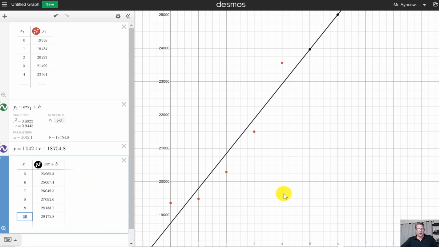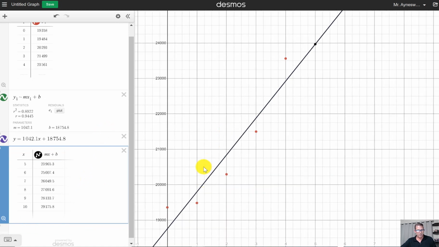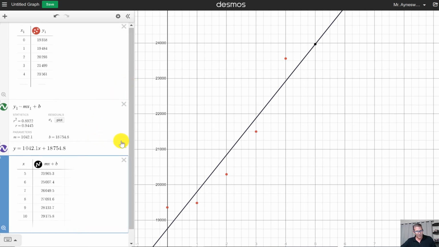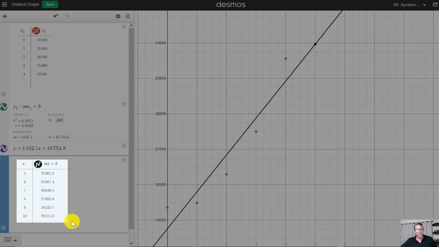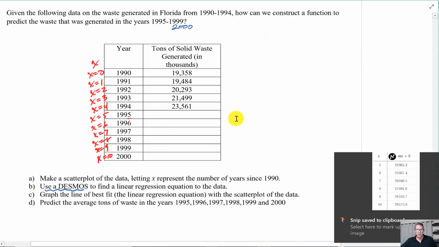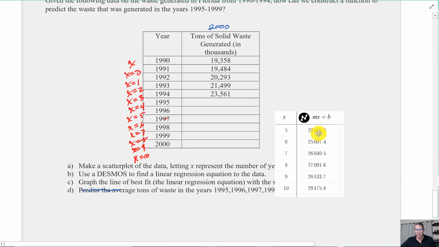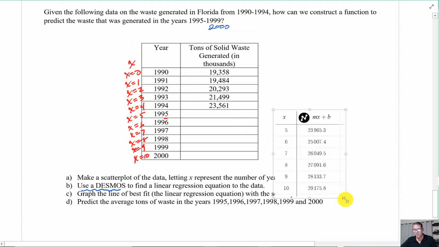Okay, so we can take these values. Let's go ahead and clip this in here. In fact, we can screenshot this whole thing, which is kind of nice. This is what we did in class. So I'm going to screenshot this. I'm going to get the values here, the predictions first. I'm going to go back to our lesson here. Paste that in. So those are my predictions using Desmos.